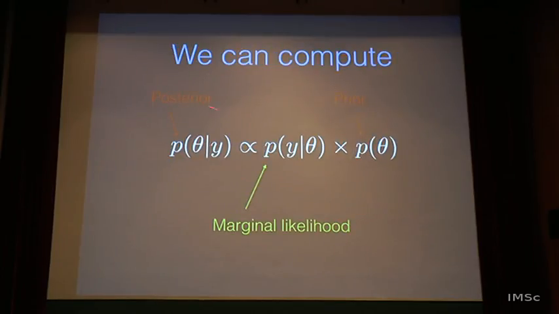So we can compute the posterior for a deterministic model. And that's why you can use MCMC. And that's why you have all these things that are quite standard and work quite well.